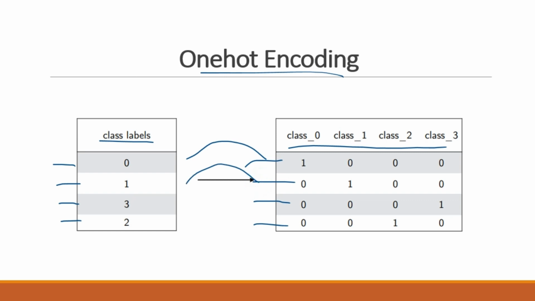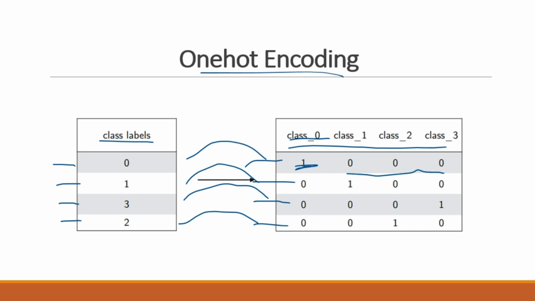And then we can look at all these 4 features here. So training example number 1 has class label 0. So it has an indicator 1 in the column class 0, and all other columns are set to 0, as you can see. So here this is a 1 0 0 0 because it's class 0.